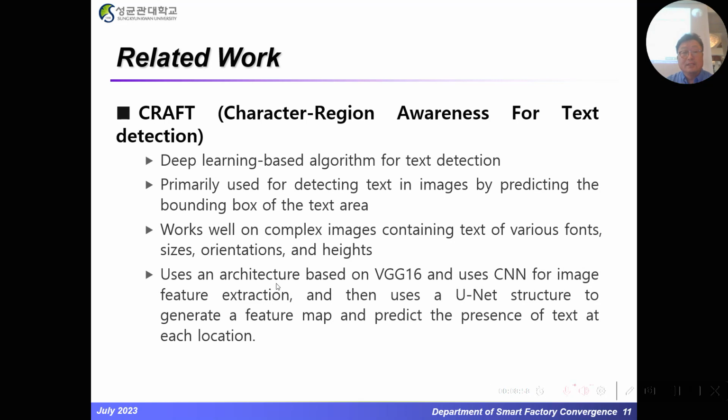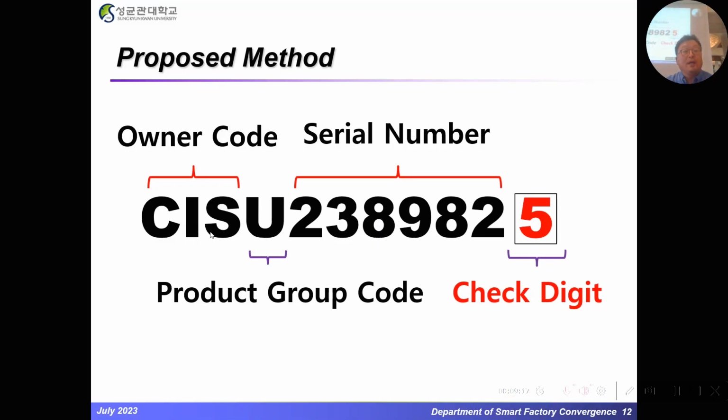In detail, CRAFT is explained here. Its architecture is based on VGG-16, a deep learning model, and uses a CNN for image feature extraction. You can find it explained in our paper. The BIC code consists of the owner code, product group code, serial number, and check digit.